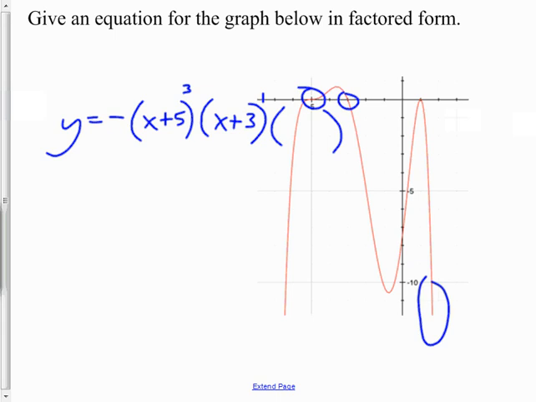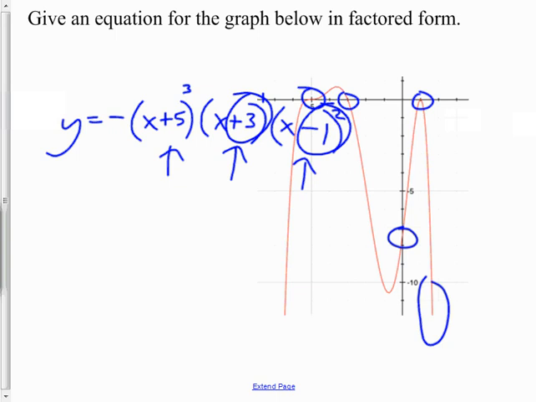And then the last thing is it's a bounce at the positive 1, x minus 1, and the bounce makes it squared. Then if I really wanted to be extra careful, I could go through and make sure that when I looked at my answer that it had a negative y-intercept, okay? And this thing getting squared means that that's positive 1.